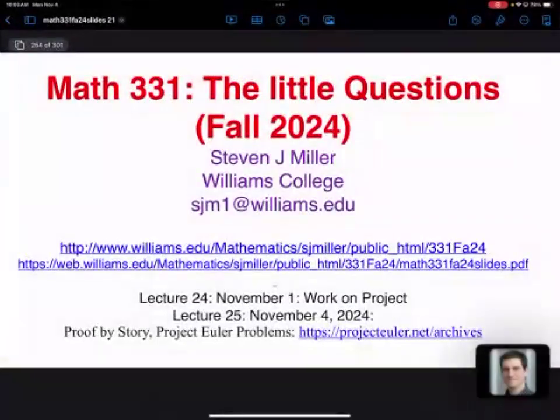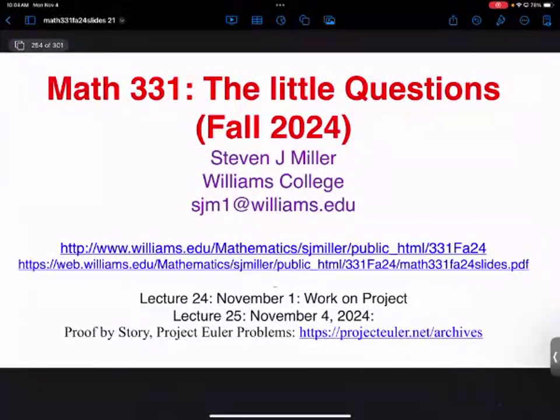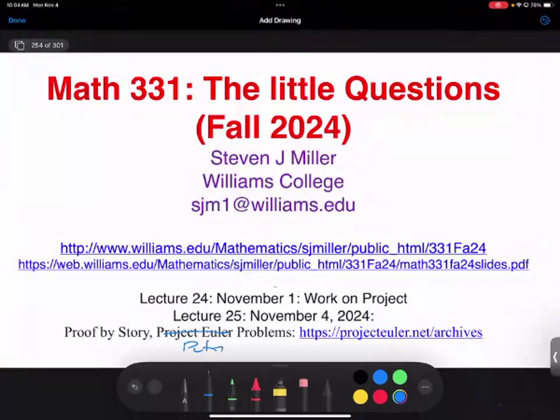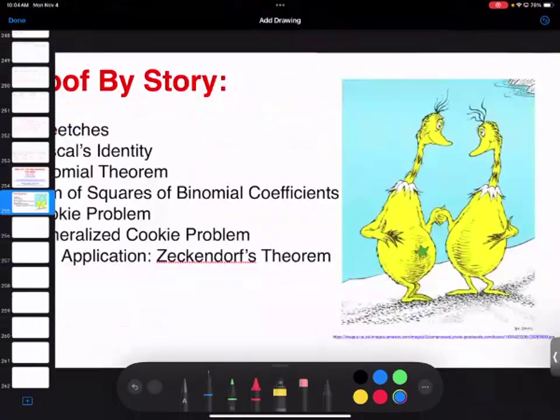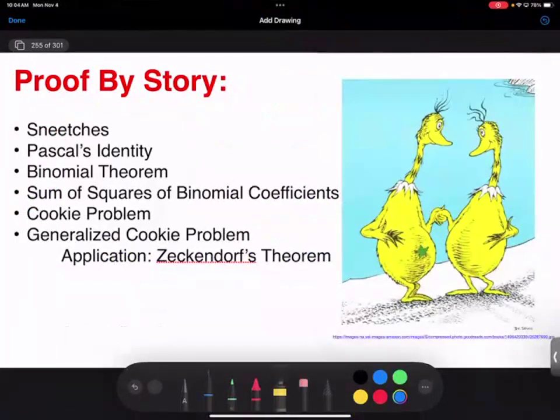This is lecture 25. What we're going to do today is proof by story, and then we're going to shift gears and start talking about, probably not Project Euler problems. I'll change that later to Putnam, and I can fix that later on the PDF. Okay, so we talked a little bit about some of the first two results here.